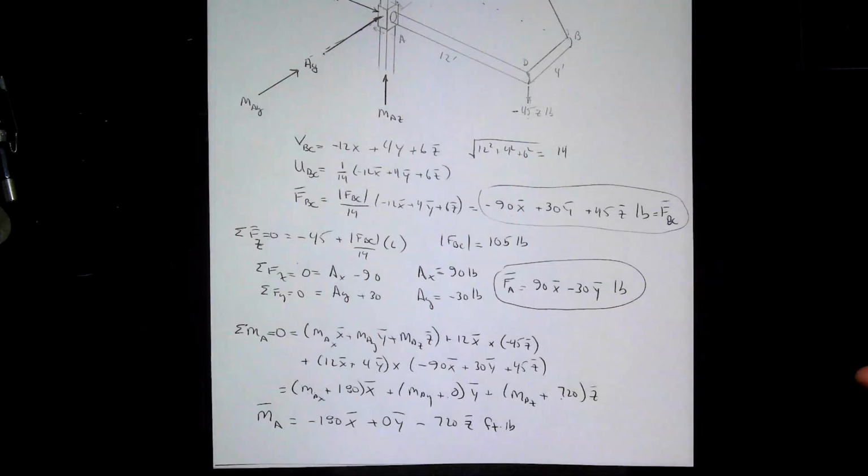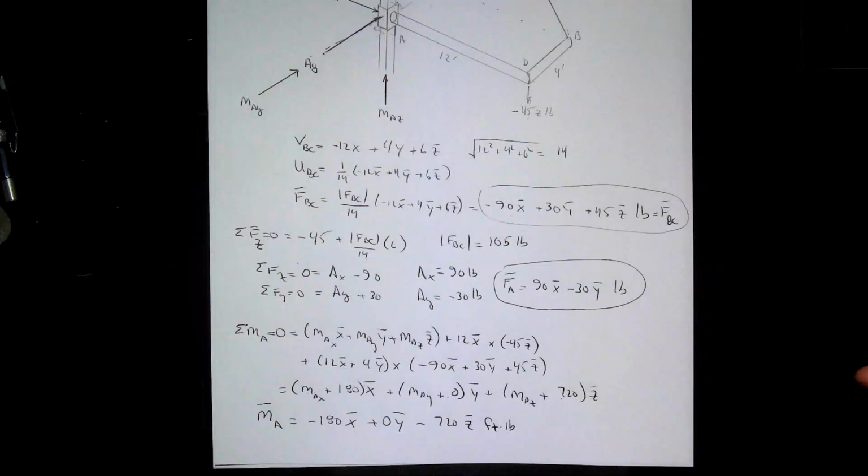Okay, I'm not going to go through and do all that math. It's practice for you. But here's what you're going to find out if you do it correctly. You're going to wind up with MAX plus 180x plus MAY plus 0y and plus MAZ plus 720. All right? And what does this tell you?